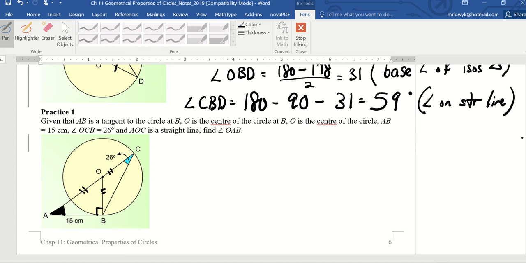Which one? Base angle of isosceles triangle. Cannot. Spell the word isosceles, please. Right.